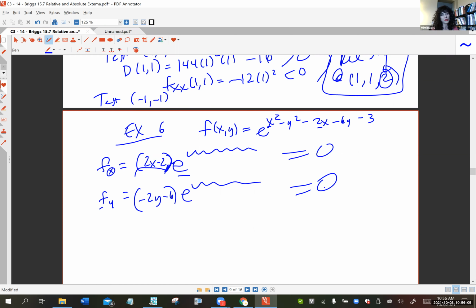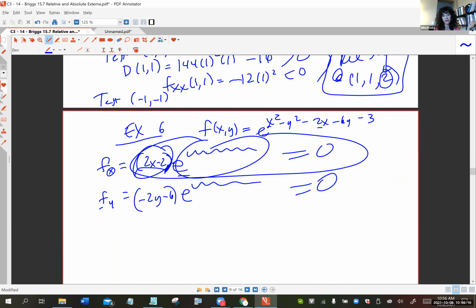Now, let's think this through, okay? Folks, when you have a product equal to 0, it's got to be true that one or the other of the factors or both are equal to 0. However, you have to know a handy fact that you learned from pre-calc. E to the something is always positive. It's just positive. So it will never be equal to 0, ever, not in a million years.